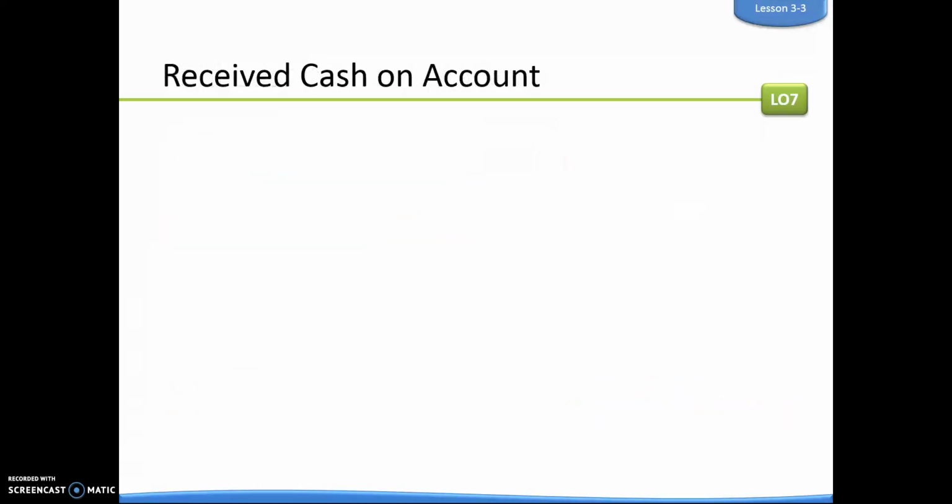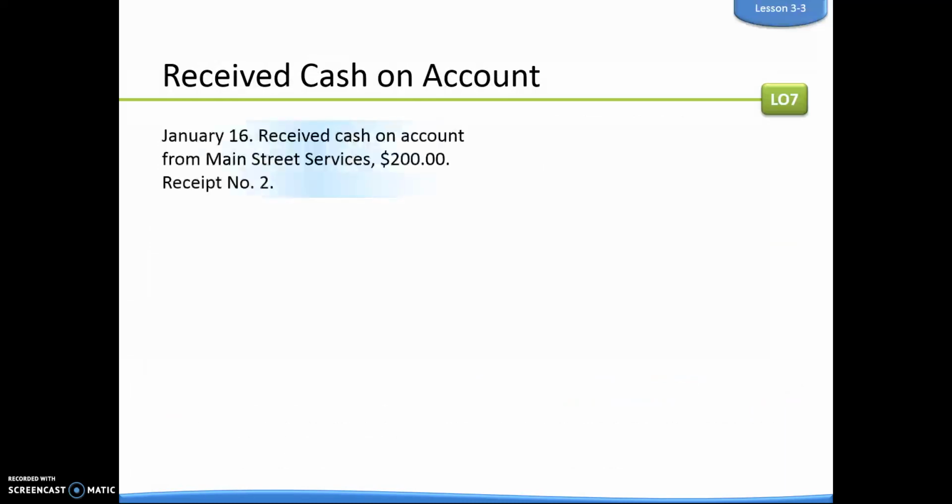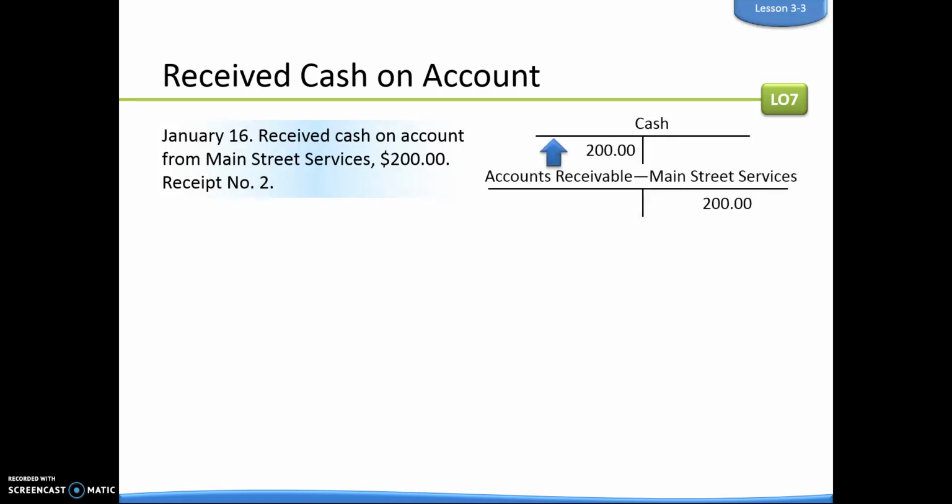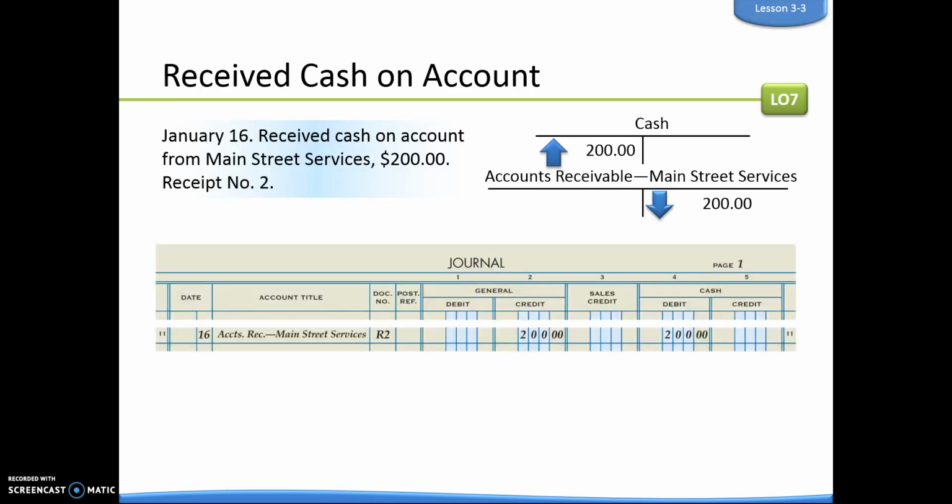Now let's talk about one of the last transactions for owner's equity, which means we received cash on account. So in this situation, Main Street Services, who had bought services from us on account before, are now paying us. We received cash on account from Main Street Services, $200, our receipt number is 2. So what's happening here is cash is going up with a debit, and our accounts receivable, or the amount that they owe us, is going down with a credit. The thing about these is that they're both assets. Not that that affects anything, it can totally happen. But let's look at what that looks like in our journal.